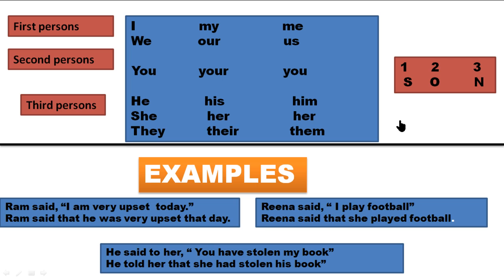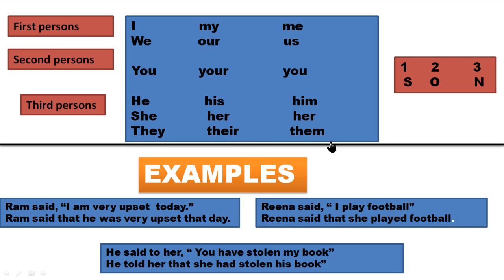Now we see one more rule. First person is changed according to subject. Second person is changed according to object, and third person is not changed. What are the first persons? First persons are I, my, me, we, our, us. You, your are the second persons, and the third persons are he, his, him, she, her, they, their, them.